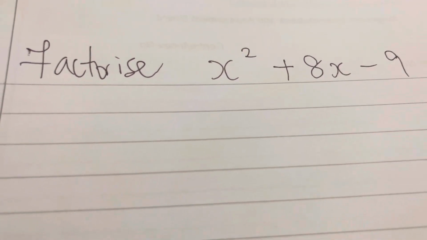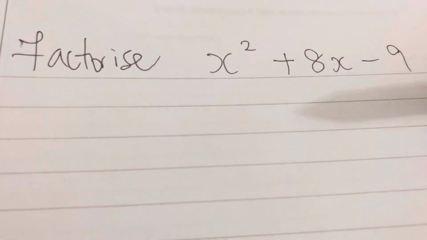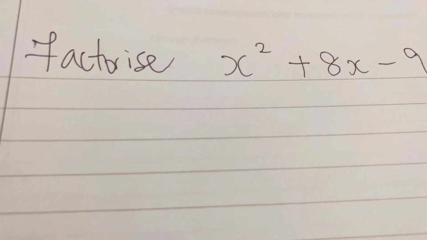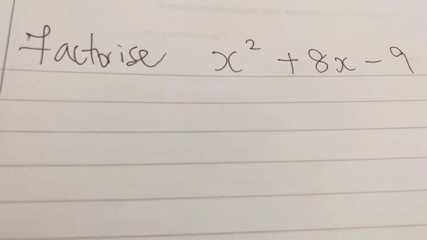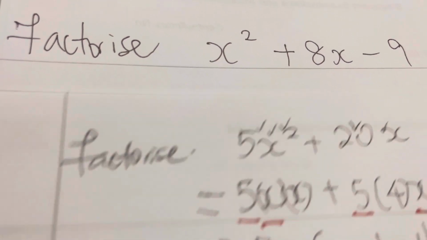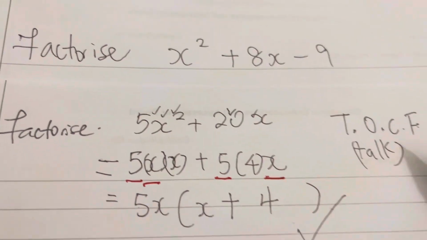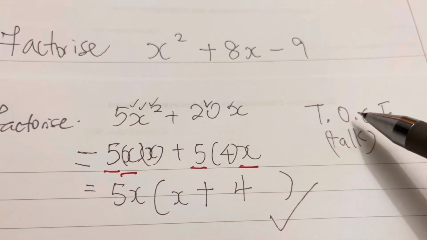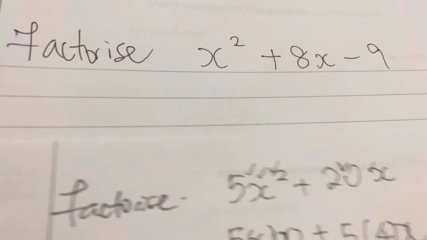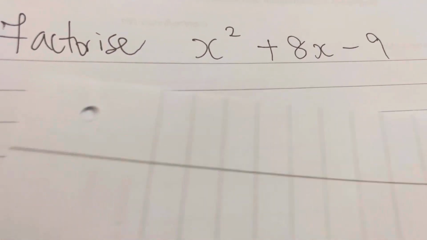Okay, what if you're asked to factorize this? Then we have a problem already. If we try to use the previous method, the top method, take out common factor, we will find that we will have a problem.